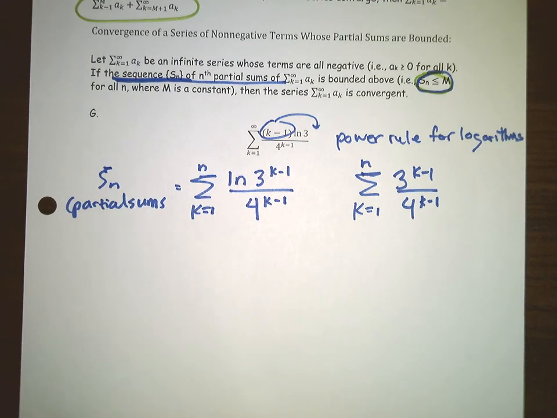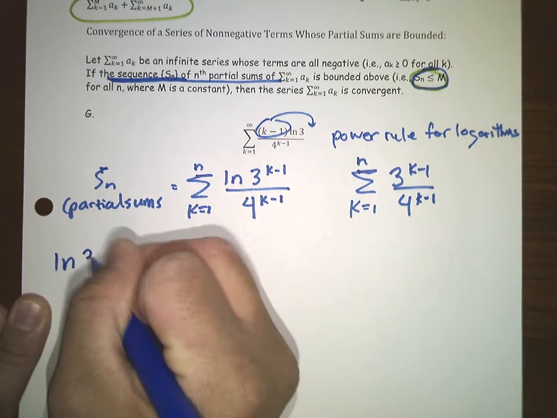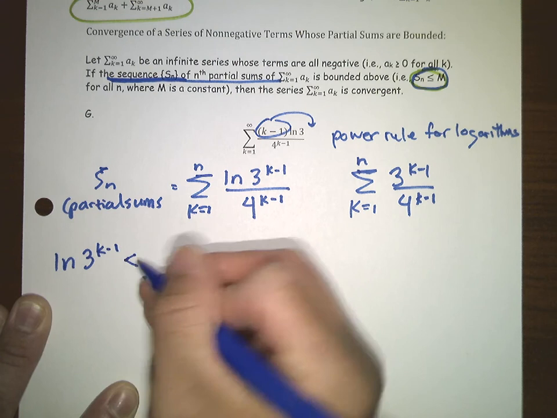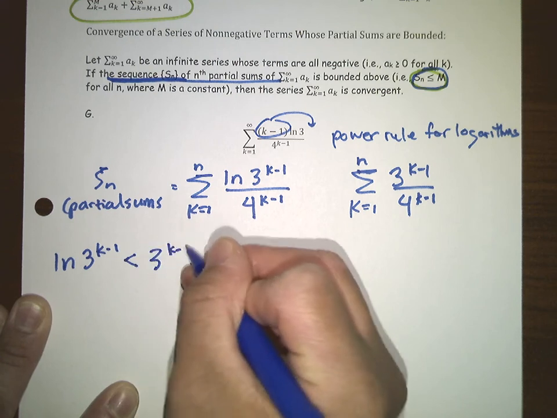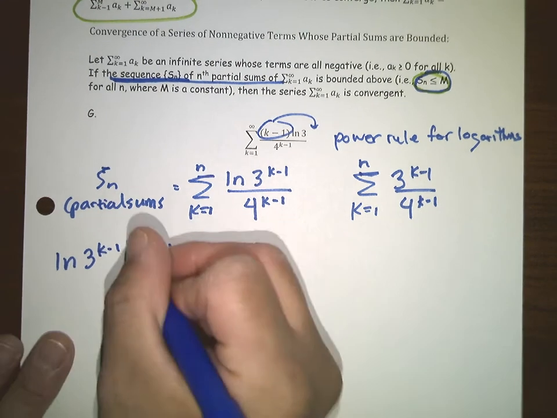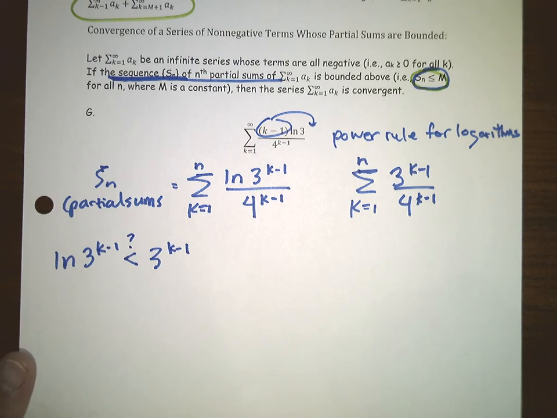So if you think about it, natural log of 3 to the k minus 1 is smaller than 3 to the k minus 1. Is that smaller? Well, if I take the logarithm of a number, I get a smaller number, and indeed. All right, so keep that in mind also. Or you could go ahead and do some weird stuff here to figure this out, but I'm not sure that you would want to do that.